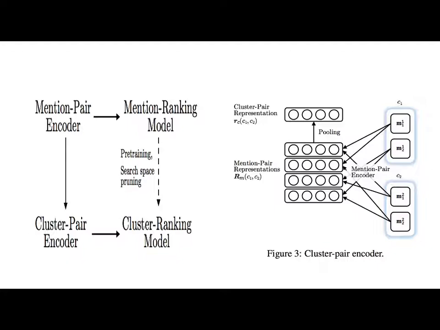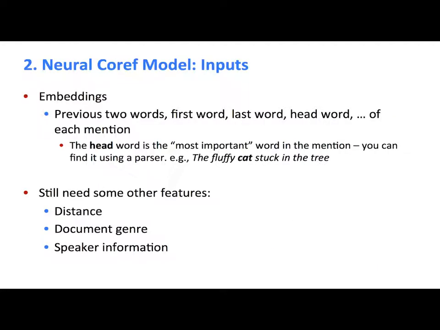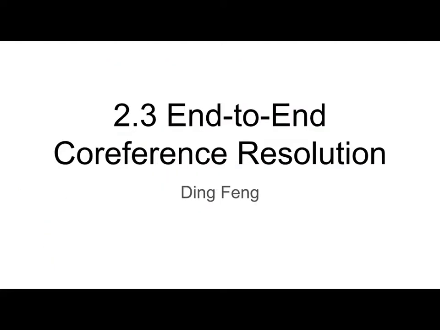Right, so this is actually just a layout of the architecture, which I believe Mohit will go through further later. For the inputs of the neural embedding of the network, it uses a couple of features. First will be the window of the previous 5 words before the mention, 5 words after the mention, and the words in the sentence, and so on and so forth, together with some other features like distance, document genre, and speaker information. Next I'll pass on to Vincent to elaborate more.